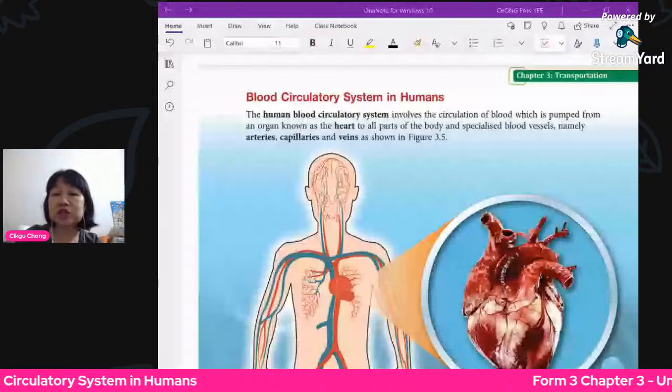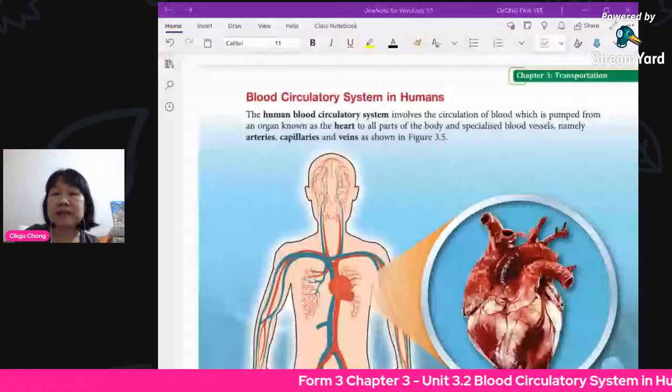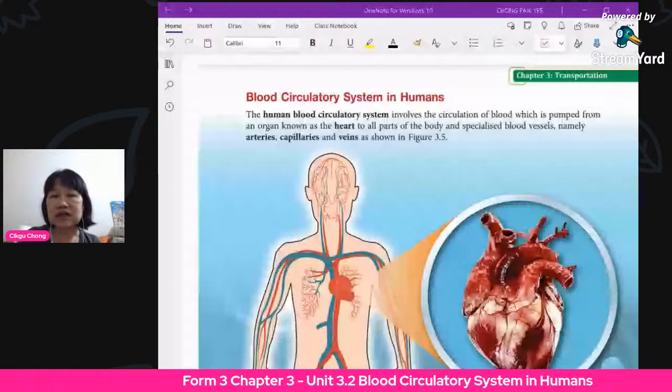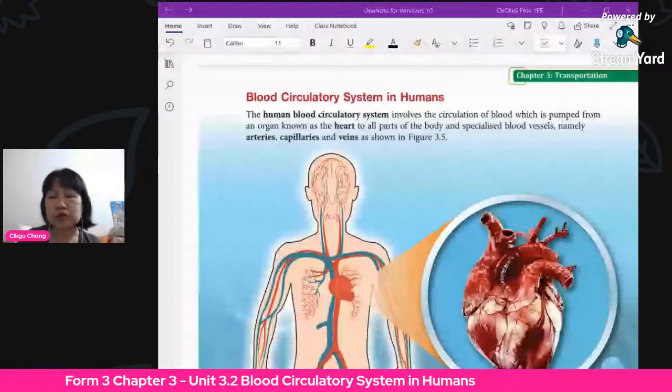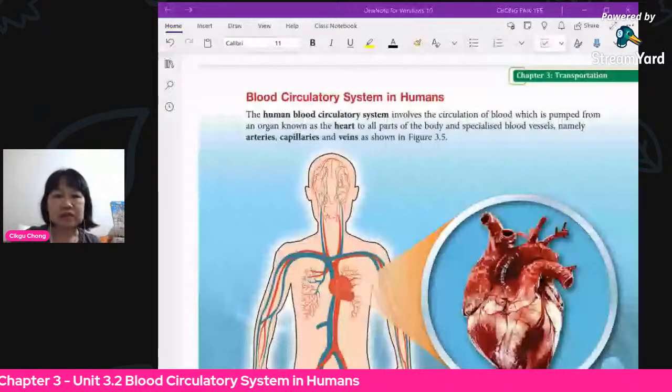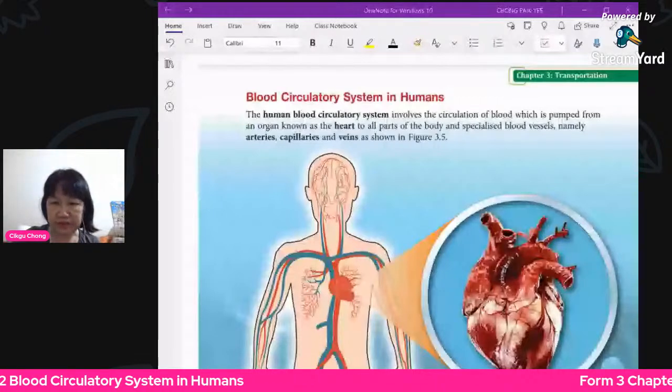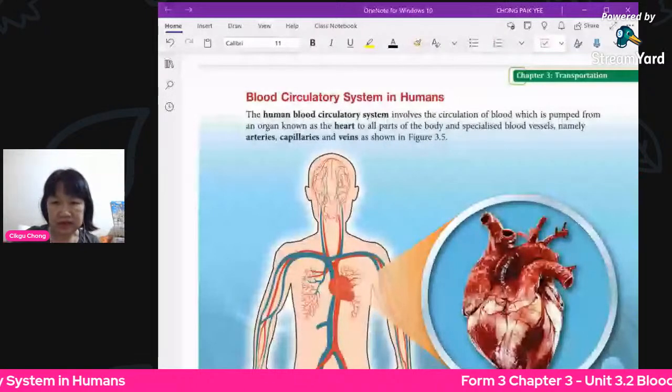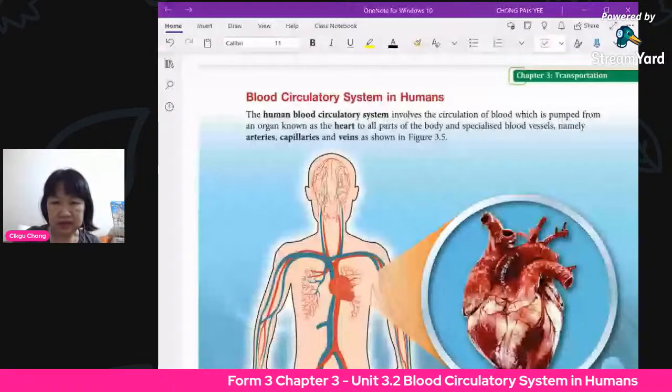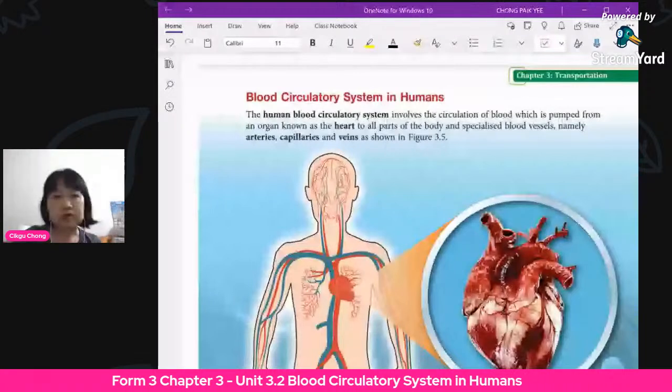So we talk about the system of the blood, how the blood flows in the whole body. Please keep your attendance coming in. So now, first of all, let's look at the system.